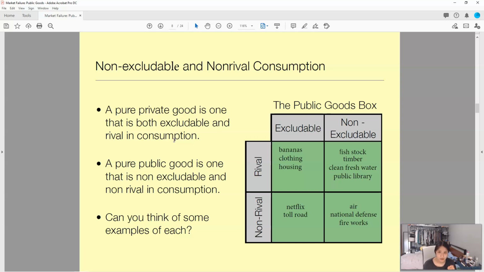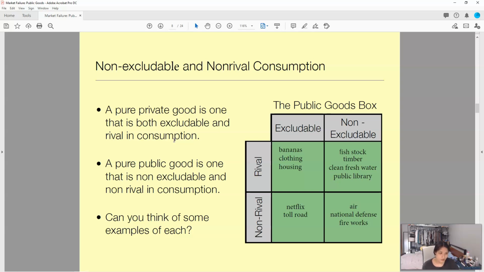When a good is non-excludable and non-rival, we say that good is a public good. But think about Netflix and Disney Plus, also toll roads. For those goods, can Netflix exclude you from using it? Yes, they can. If you didn't pay for that, you have no access to use it, right?